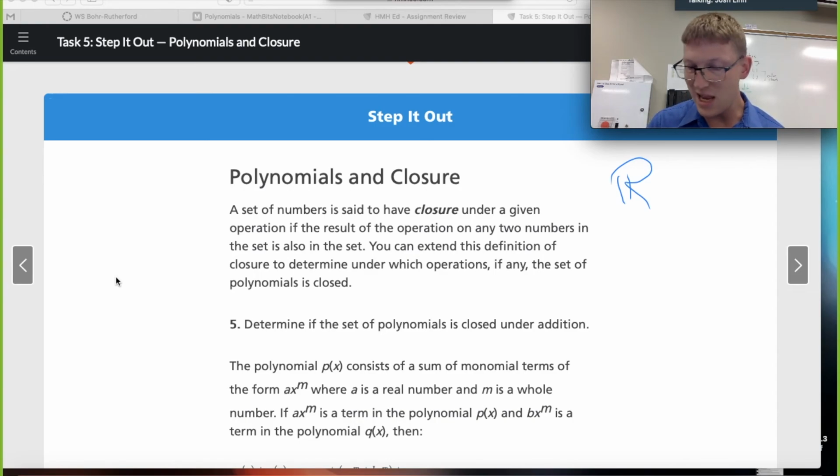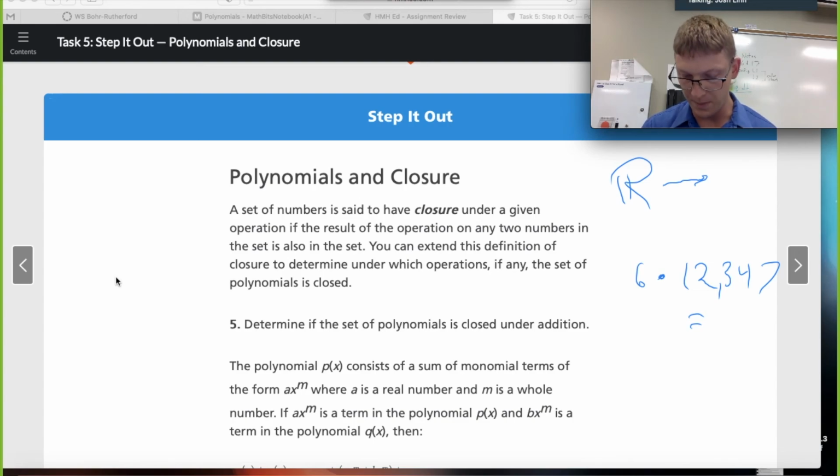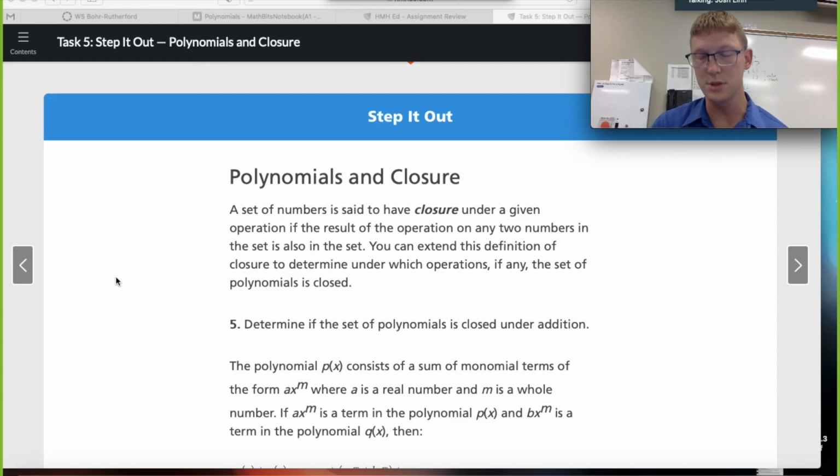Multiplication is also closed, so you can think about that. You can take any numbers on the real number line, 6 times 1, 2, 3, 4, 7. I just made up a number right there. But this is still a real number, and that's going to equal another real number. So addition, subtraction, and multiplication are all closed.